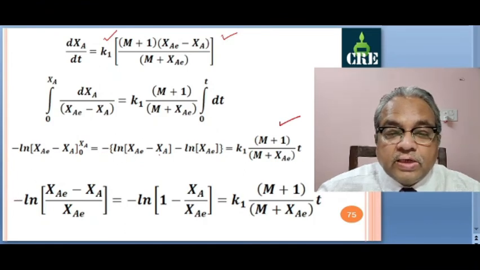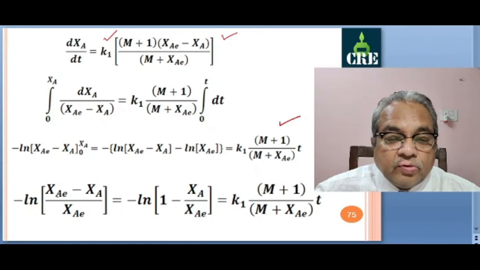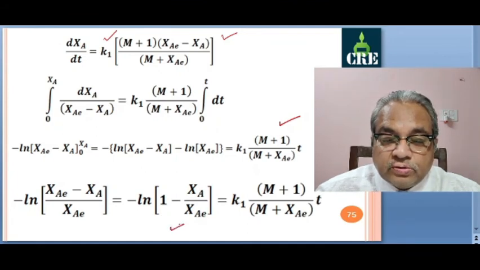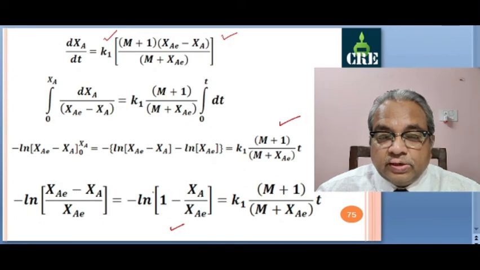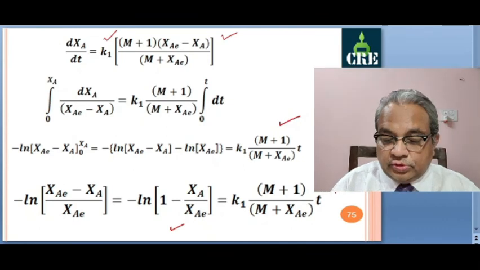Ln of XAE minus XA, this is minus sign, so this XAE I can write in the denominator. So minus ln of, this can be written as XAE by XA, which is 1 minus XA by XAE. So our integrated form of rate expression for the first order reversible case becomes minus ln of 1 minus XA by XAE, that is equal to K1 into M plus 1 by M plus XAE into t.